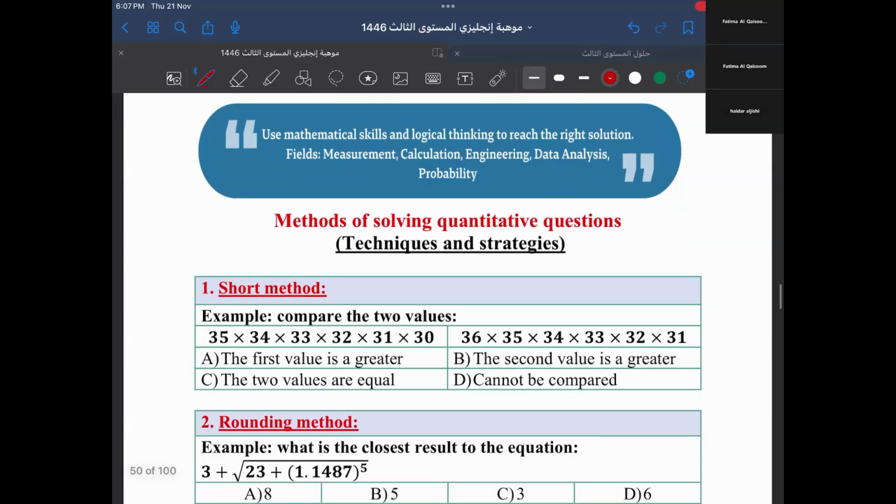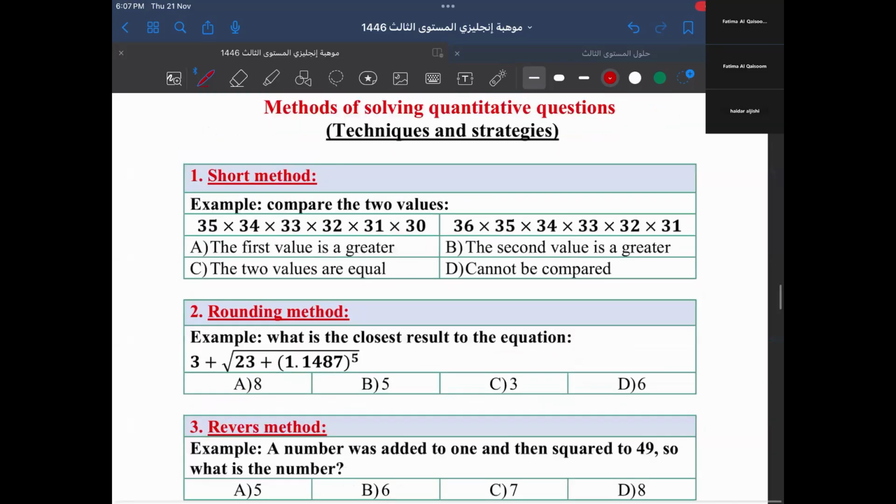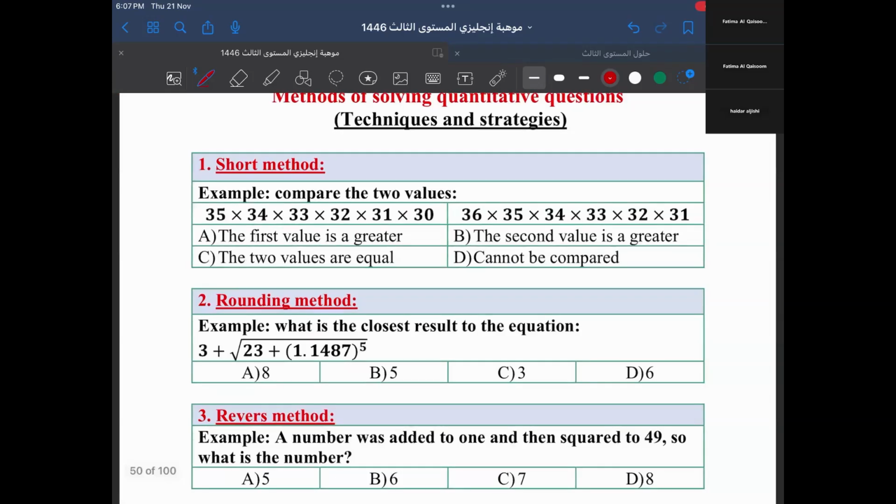Okay, so question one here, they say the short method or the easiest method. Compare the two values. This is value 1, and this is value 2, and we want to know which one is greater. Is it the first value? Is it the second value? Are they equal or they cannot be compared? So is there anyone who has any idea how to do this question?